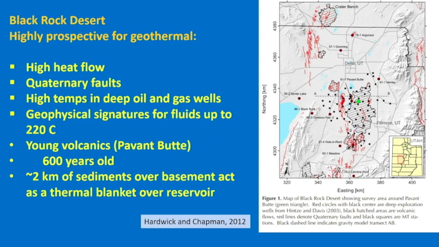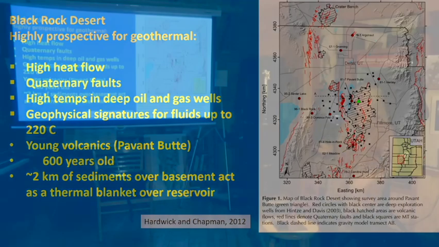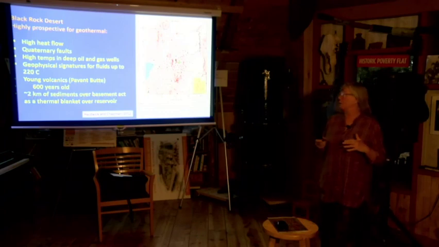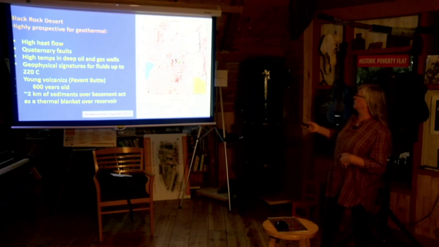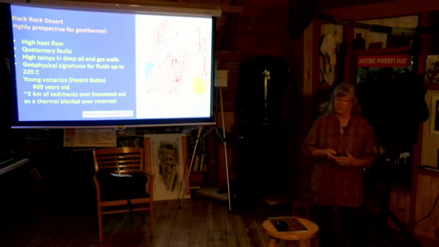There are Quaternary faults, these red faults here, that provide permeability for the fluids. There are geophysical signatures for fluids up to 220 degrees C. There's also a good cap over the top, these 2 kilometers of sediments over the basement that act like a thermal blanket over the reservoir. So there's no production here of any sort. It's just very prospective.